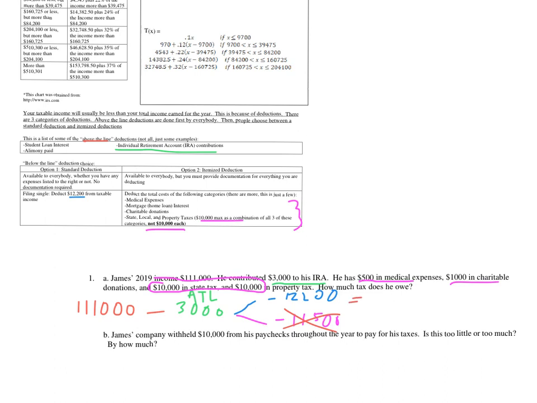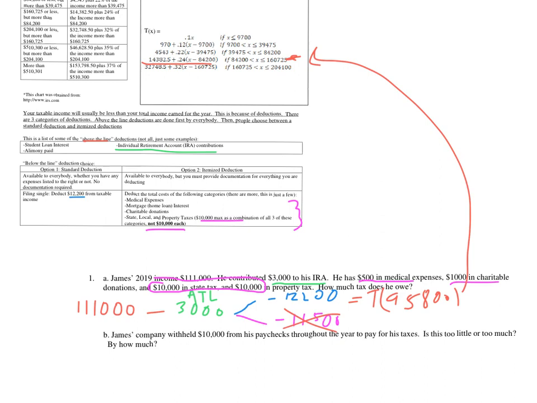So I'm just going to subtract $111,000 minus $3,000 minus $12,200. And when I do that, I get 95,800. So that is my taxable income. That's not how much tax I owe. That tells me then what number I'm going to plug into this function. So I'm going to plug in now 95,800 instead of the 111,000. So I see it still fits into that category. So I'm going to be plugging it in right there.